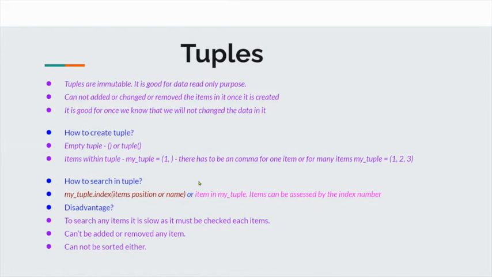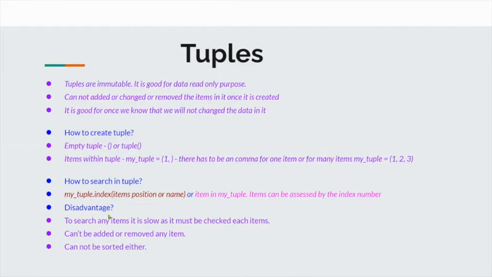You can search a tuple with the index number, and if the item is not available, it will give you an error message. This is how: the name of the tuple, dot index, and the item. You can search this way, or with a for loop: item in my_tuple, is this item available in my tuple?